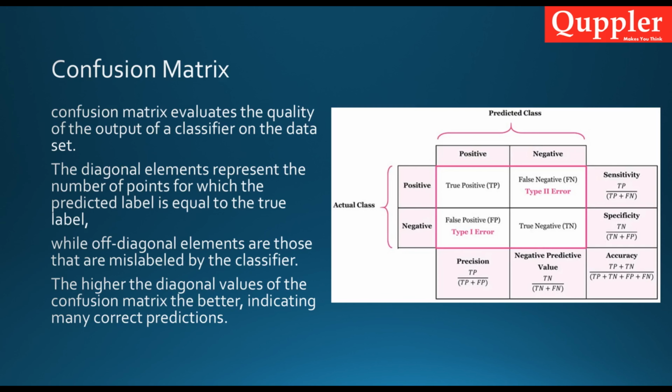There are some different terminologies to understand this. True positive, false negative, which we often term as type 2 error, false positive, type 1 error, and true negative. There are different formulas for calculating sensitivity, specificity, accuracy, negative predictive value, and precision. These are the different formulas by which we can calculate the value of each of these terms using this 2 by 2 matrix.